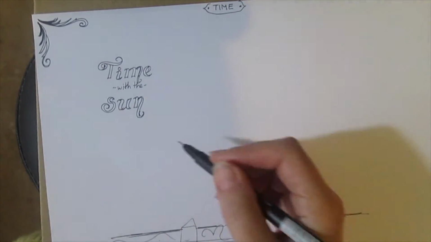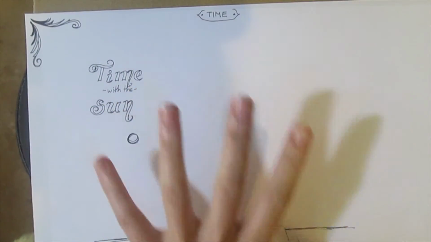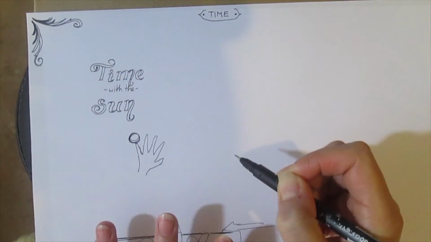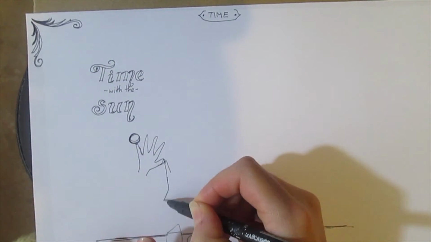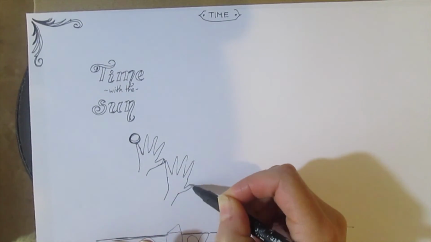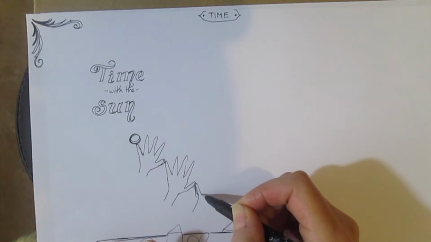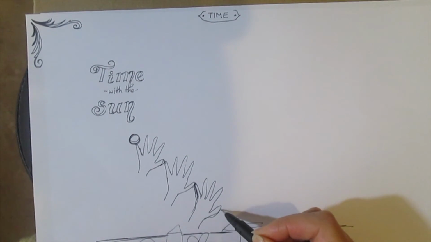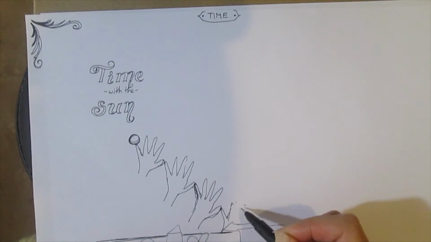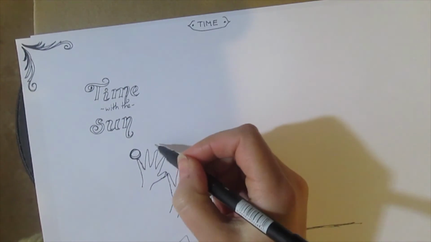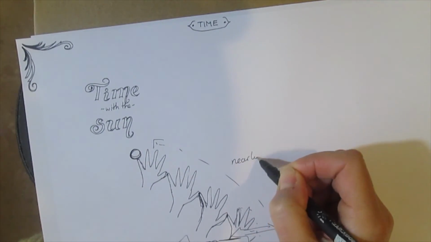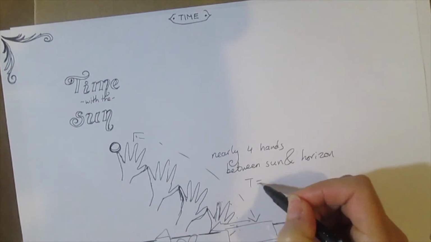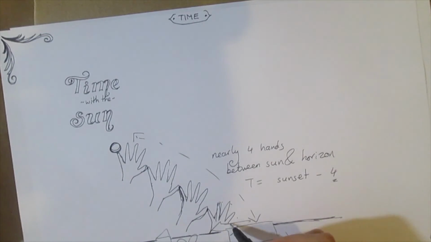So let's first imagine we can see the horizon here and the sun here in the sky. So what you do is you hold out your hand, put your little finger just touching the sun, mark the point where your thumb falls, and then repeat the same movement again. Follow on with your baby finger to your thumb and your baby finger to your thumb until you reach the horizon. And then count the number of hands while you're doing this. Here we have nearly 4 hands. So this means there are nearly 4 hours left until sunset.